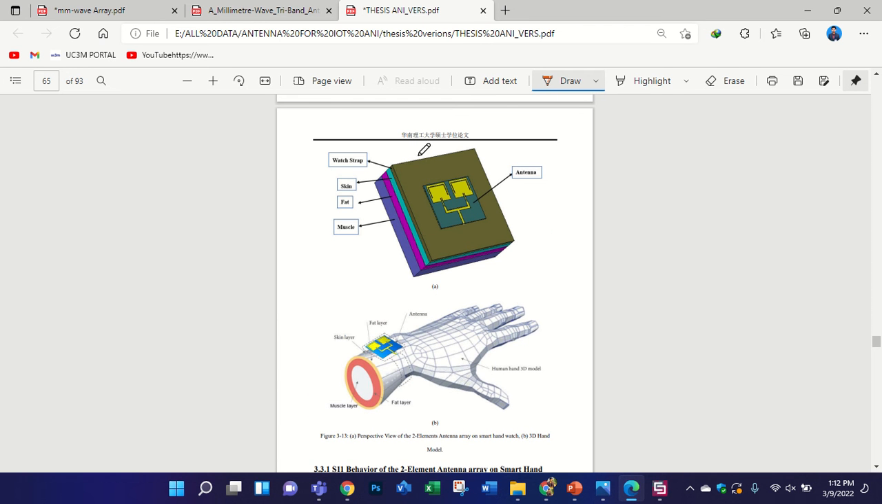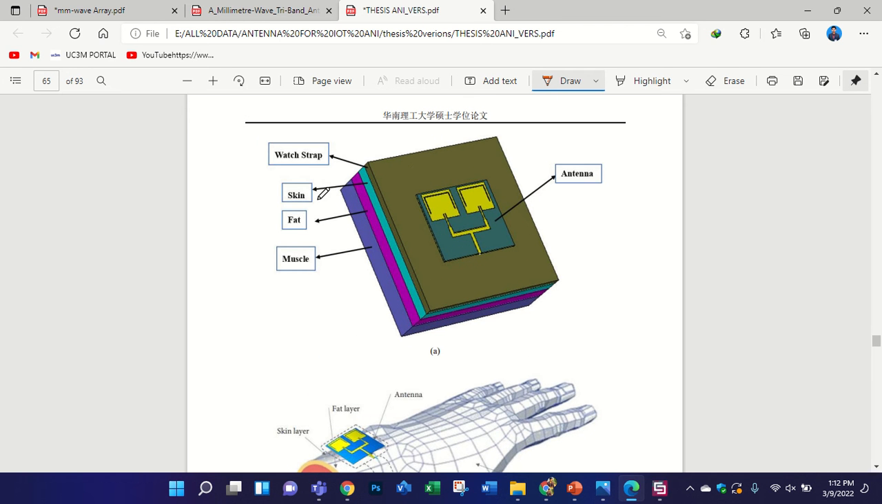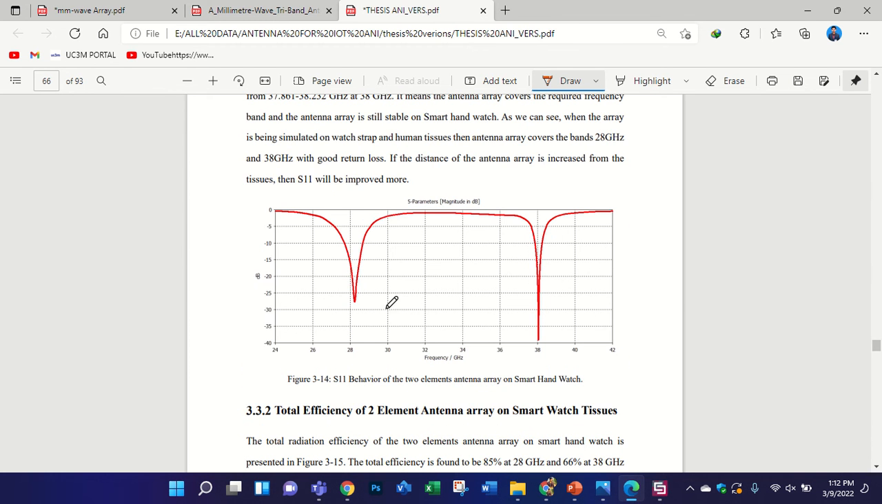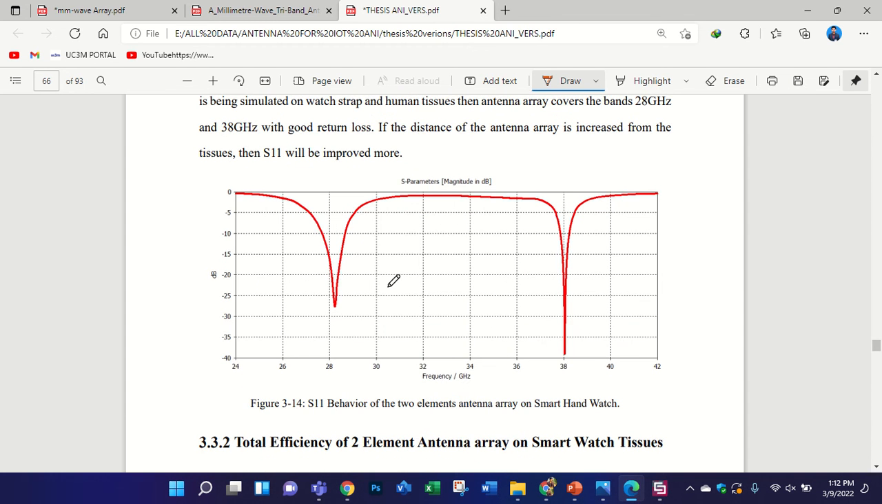So you can see, this is the watch track. This is the skin, fat and muscle. I kept the antenna on these human tissues, and then I simulated and I got these results. This is still operating at 28 and 38 gigahertz.